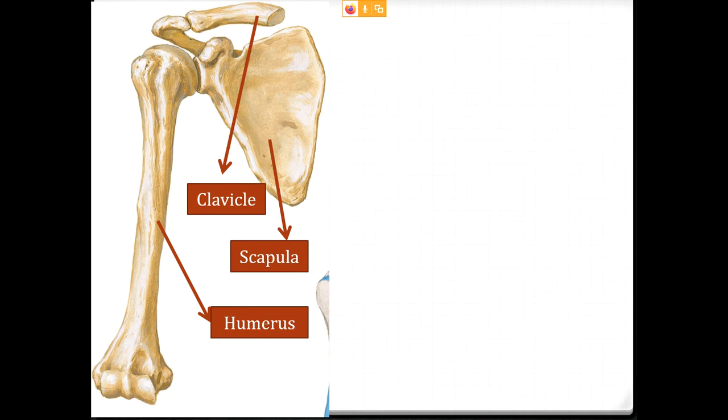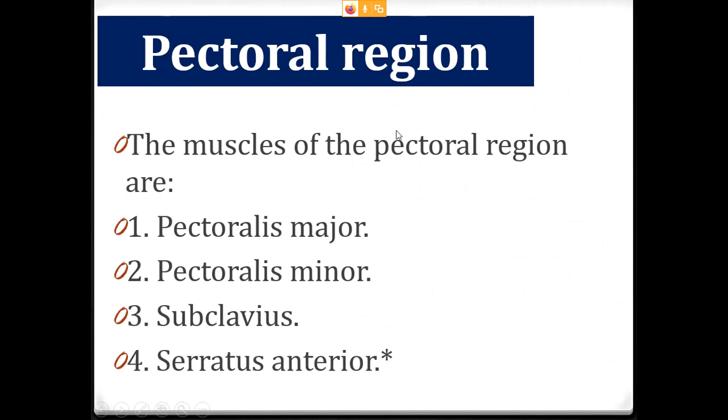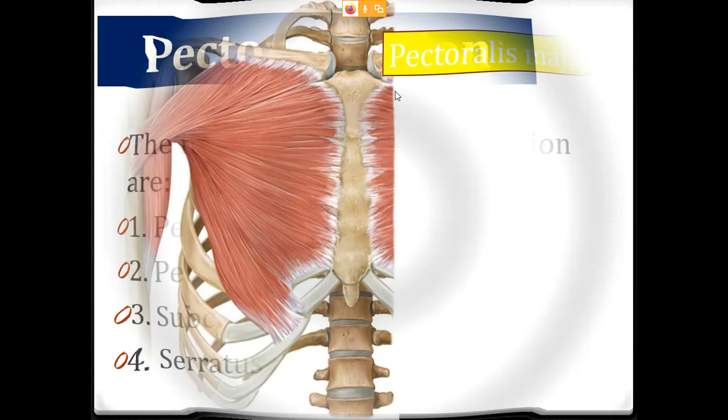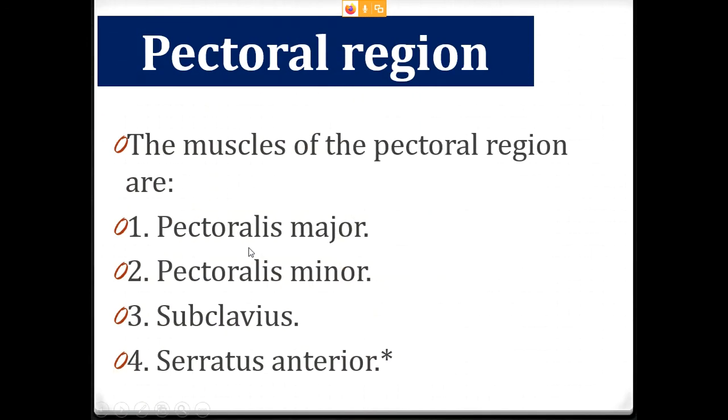Okay, so this is a clavicle, the collarbone, and the flat bone is called scapula. Then you can identify a long bone called humerus. Okay, then what are the muscles we can identify in the pectoral region? The pectoral region is present in the anterior part of the thorax, the chest region. In the pectoral region, we can identify these muscles: pectoralis major, pectoralis minor, subclavius, serratus anterior.